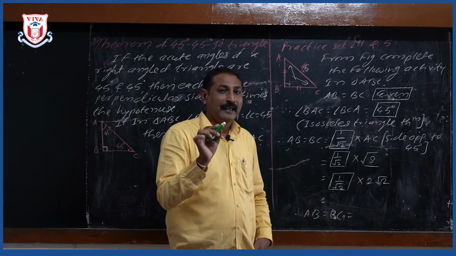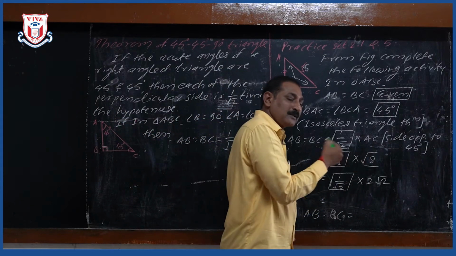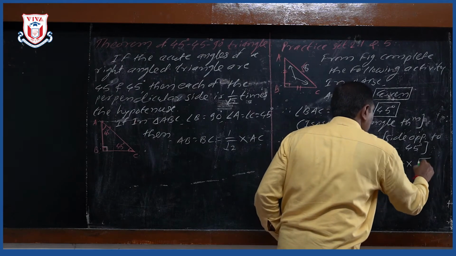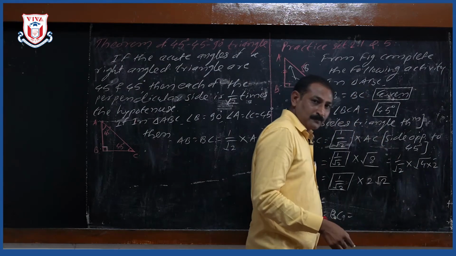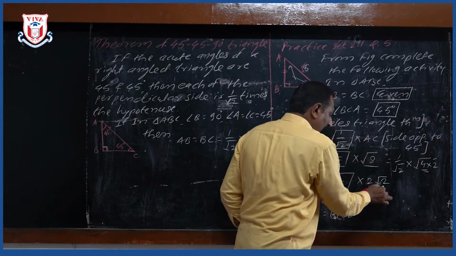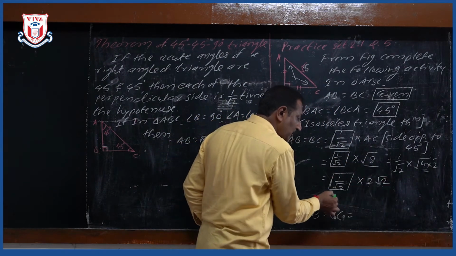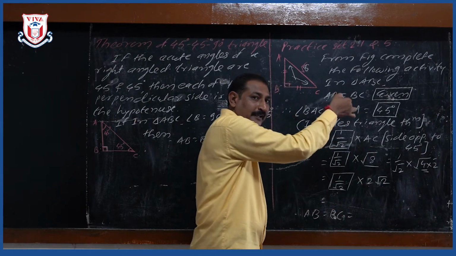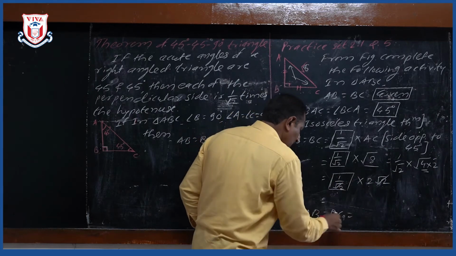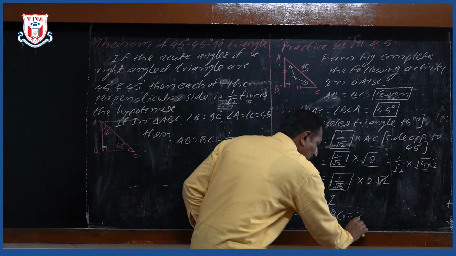Under the root, factors of 8: 4 into 2, and 4 is a perfect square. You also write this: 1 upon root 2 into under root of 4 into 2. 4 is a perfect square, its square root is 2, and root 2 as it is. Understand? Now 1 into 2 root 2 upon root 2, numerator and denominator get cancelled. What remains? 1 into 2 means the answer is 2. Therefore AB is equal to BC is equal to 2.